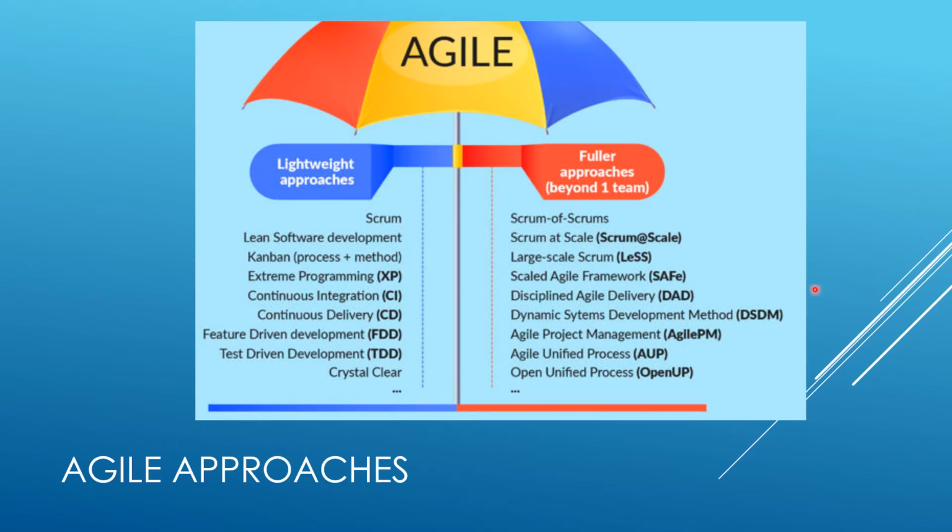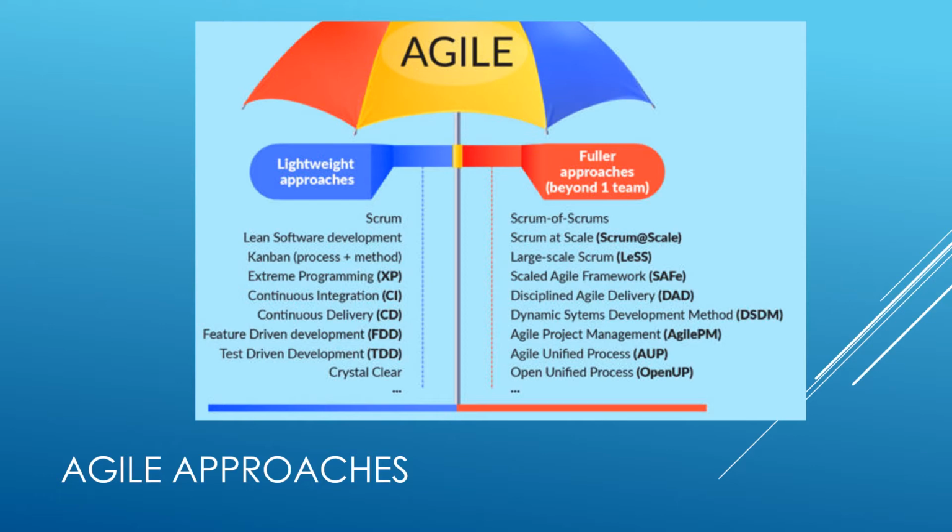If you fabricate Agile approaches into two, you can do it as lightweight approaches and fuller approaches. Lightweight approaches include Scrum, Lean, Kanban, XP, DSDM, FDD, TDD, and Crystal. For fuller approaches, when you want to do Agile at scale, you have to use methods like Scrum of Scrums, Scrum at Scale, LeSS, Large Scale Scrum, SAFe, Scaled Agile Framework, DAD, Disciplined Agile Delivery, and DSDM, right? So such methods can be used at scale.